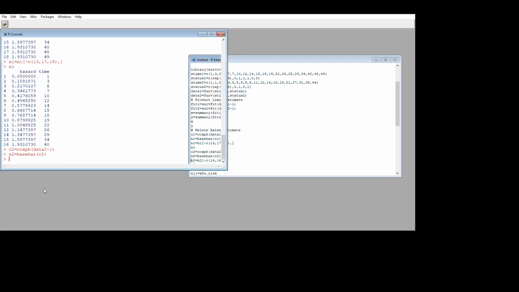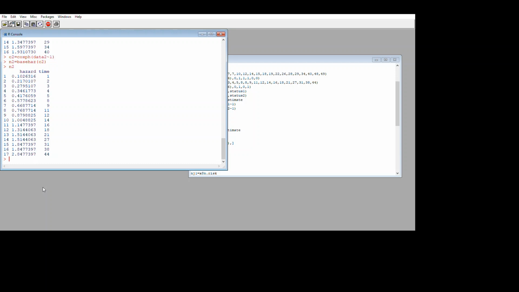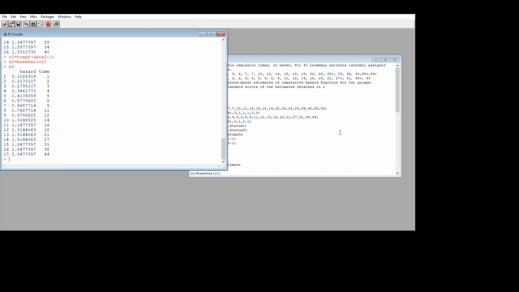Similarly, calling N2, the censored observations are also present here. For treatment B, we have two censored observations, 27 and 38. So we have to remove these observations from the table.